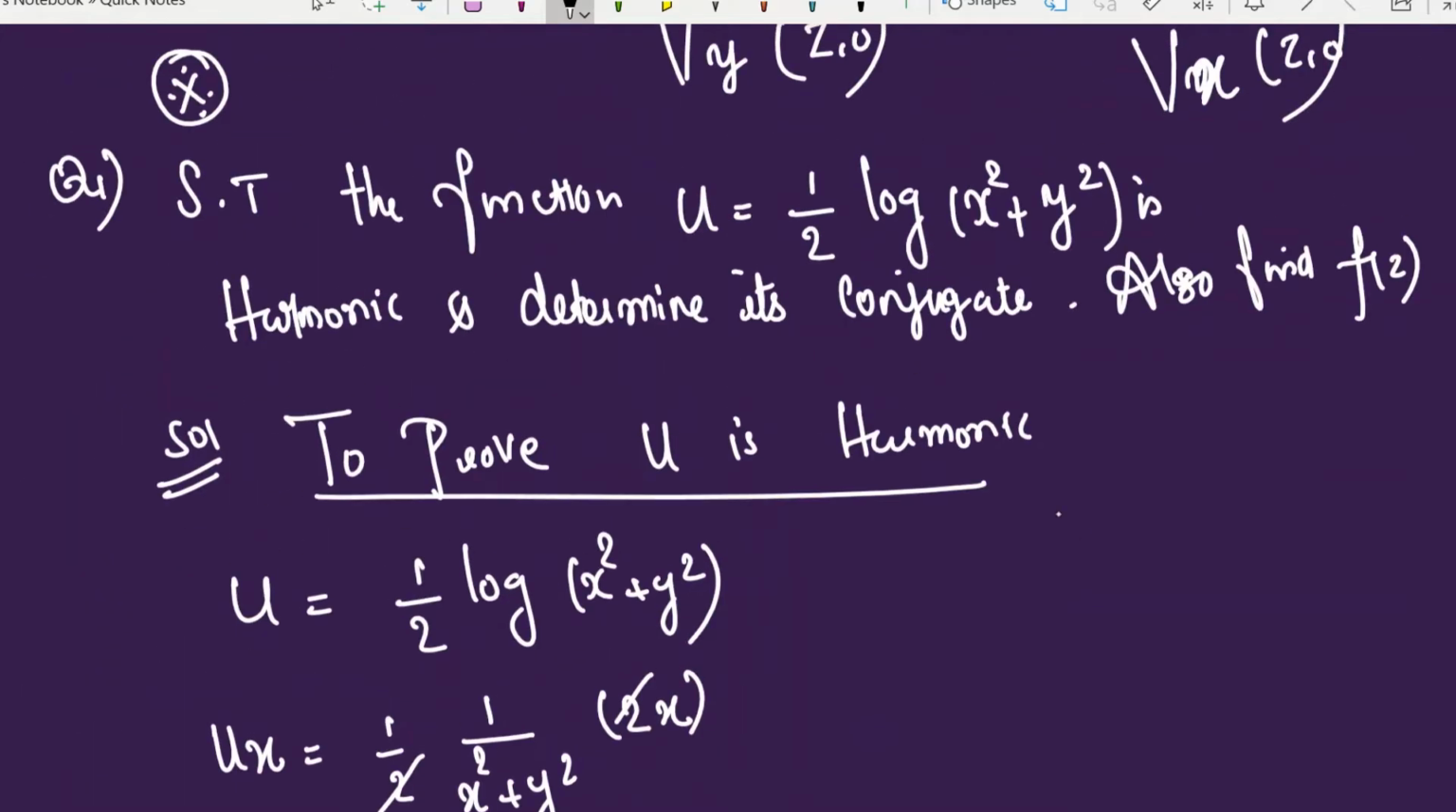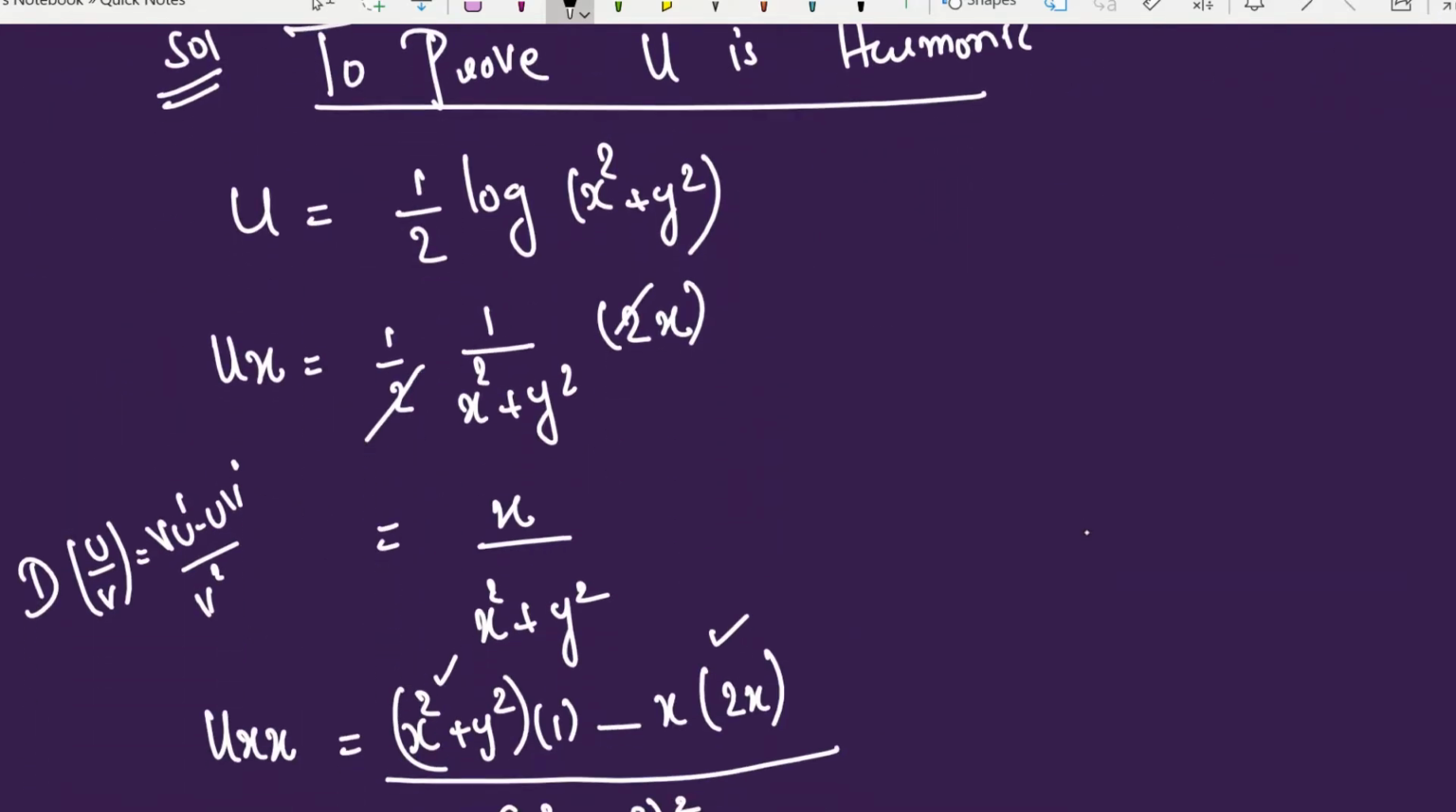Here similarly, now we have to make the differentiation with respect to y. Uy, first 1 by 2 log differentiation is 1 by x square plus y square. X square plus y square differentiation is 2y because we are differentiating with respect to y here.